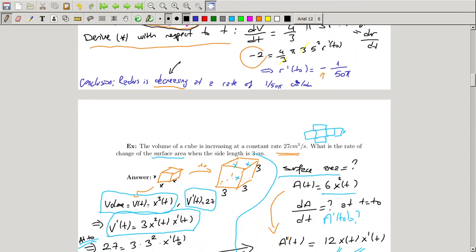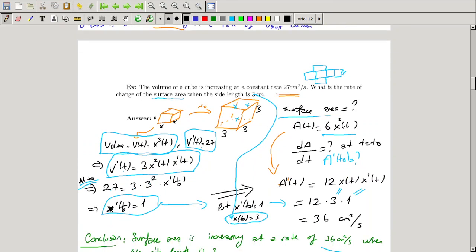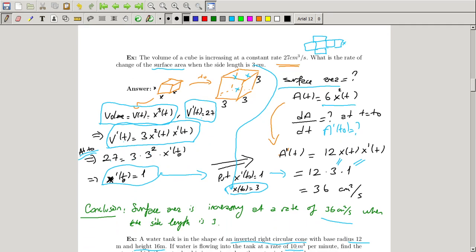As a third example, we can consider a cube, another geometrical figure. The volume of a cube is increasing at a constant rate of 27 centimeter power 3 over second. What is the rate of change of surface area? Okay, two different things are given. The volume is increasing. So what is surface area? And the rate of change, since it is asked, indeed you have to evaluate a prime, a prime of t0.